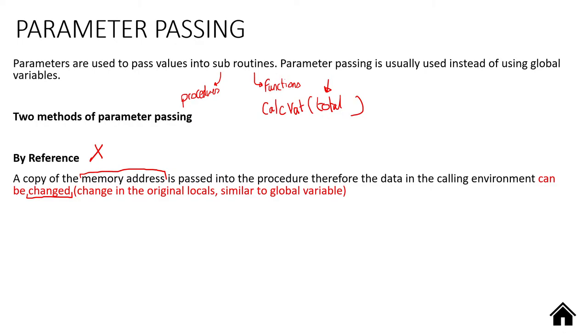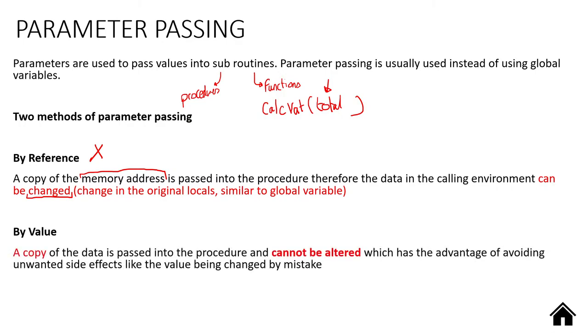The default standard now is that you pass by value. And when you pass by value, you send a copy of the data. And that's what you need to write in your exam. You pass a copy of the data into the procedure and it cannot be altered. So they're the two things that you need to say in your exam: a copy of the data and it cannot be altered. And that is fantastic because you want to try and avoid unwanted side effects of people accidentally or on purpose editing that variable. Okay. And there's an example, calculate VAT. It's what I did up there. I just put total, they put amount, no problem.